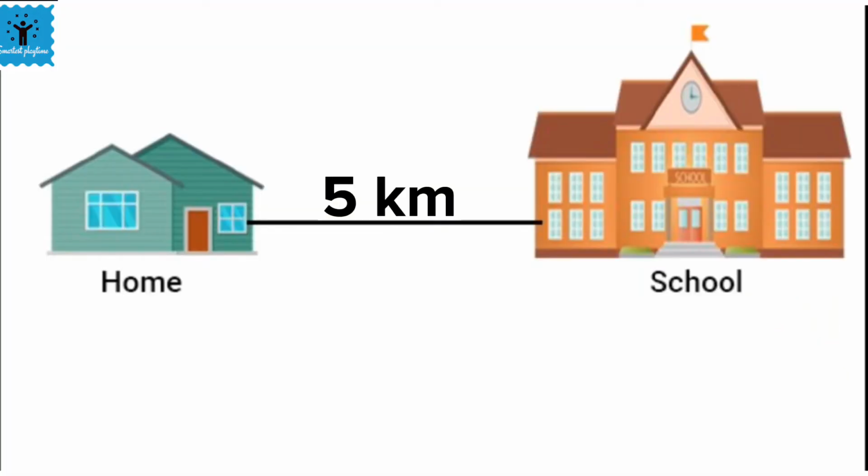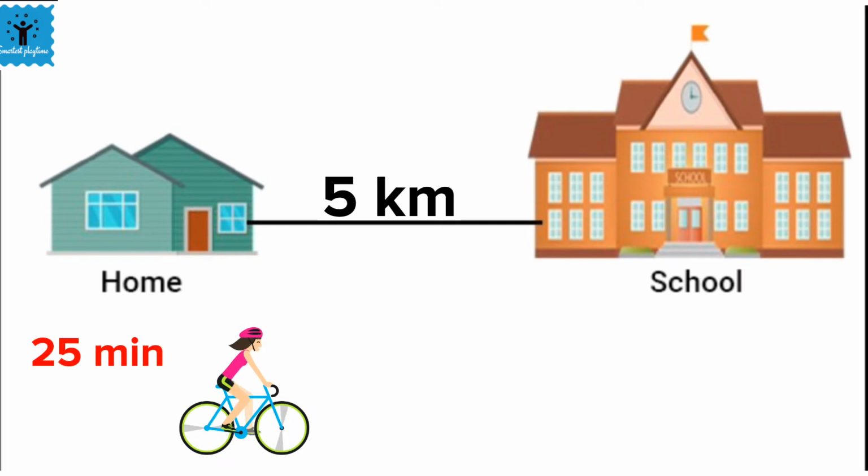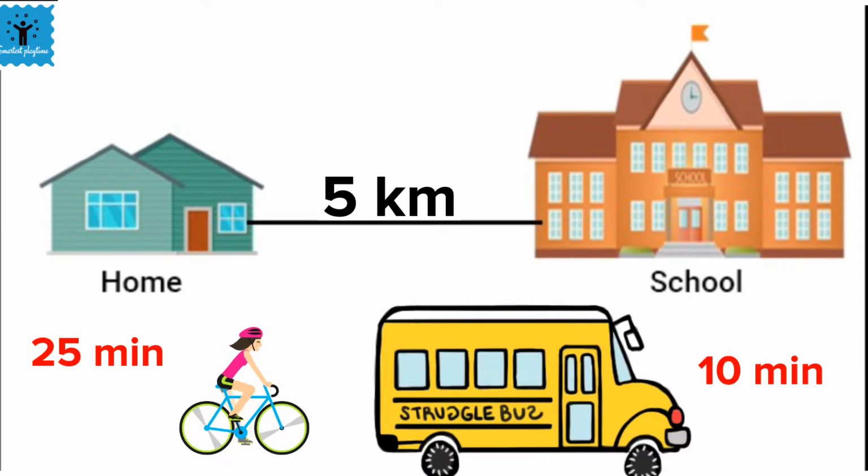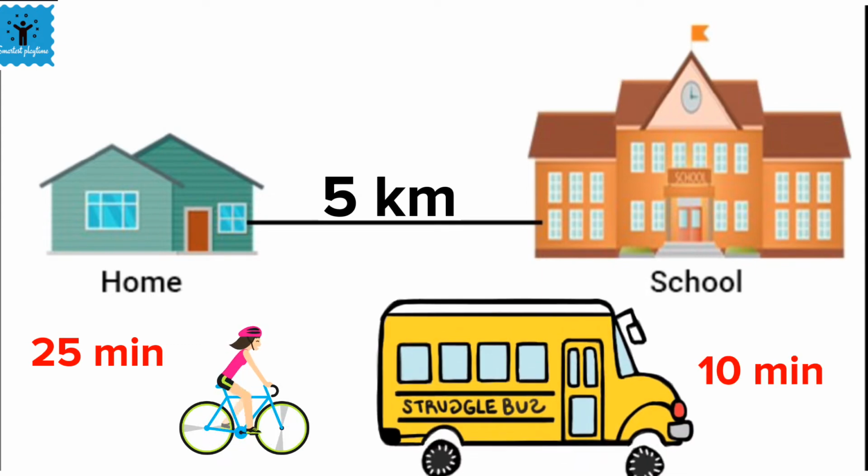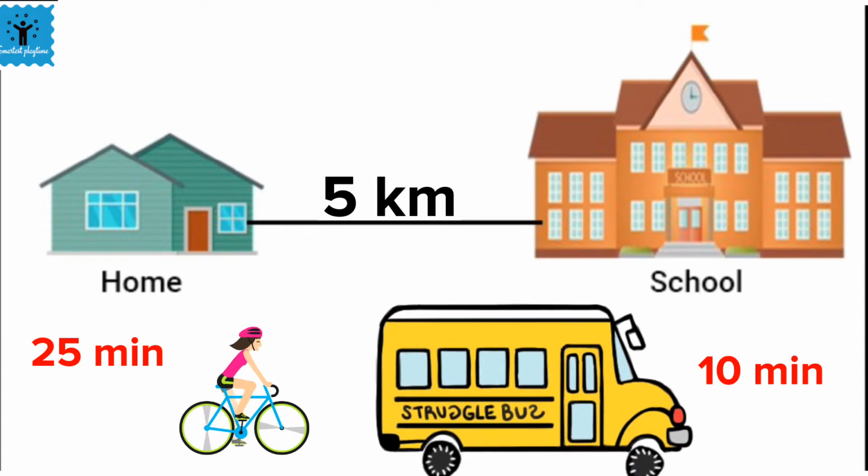For example, if your school is at a distance of 5 km from your home and you want to go to school by bicycle, then it may take around 25 minutes to reach the school. And if you go to school by school bus, then the same distance can be covered only in 10 minutes. So, it shows that the bicycle takes a longer time than the bus.